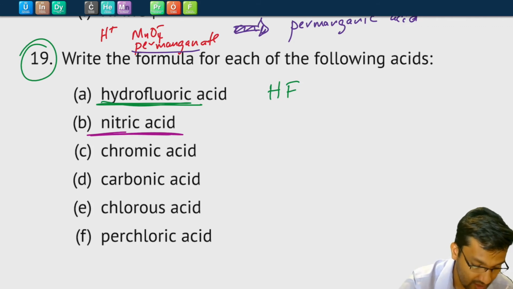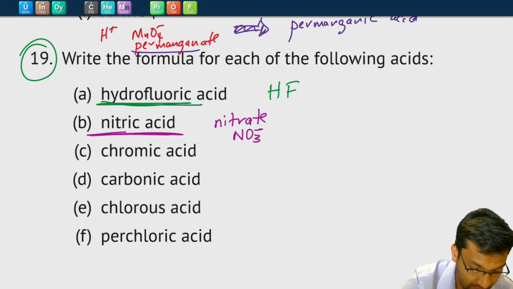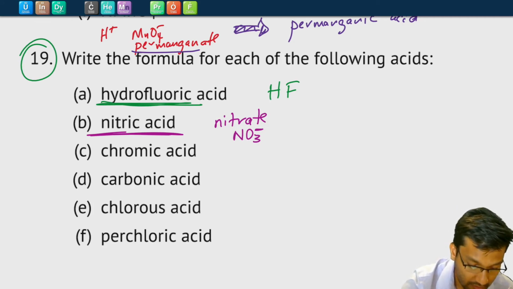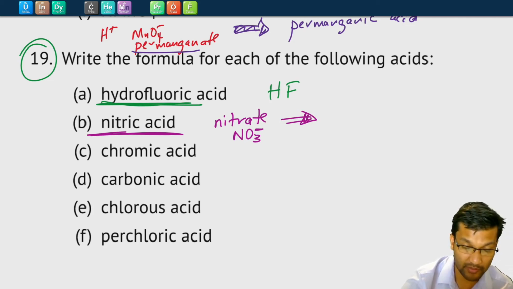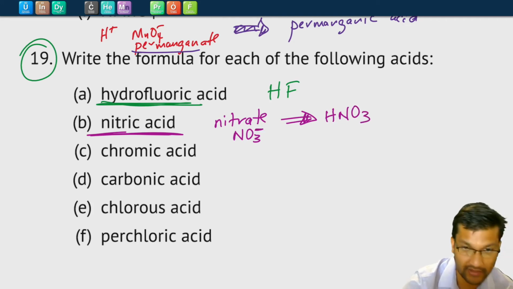Nitric acid. If we look at the name, we can figure out what ions it comes from. So nitric, the base name is nitr. Instead of ic, the ion would have been nitrate. And if you look at our table, nitrate ion is NO3-, right? Again, one of those that you need to memorize. So to get the acid, we just put enough hydrogen, H+, to balance out the charge. So this would be HNO3, one H+ to balance the one minus charge.